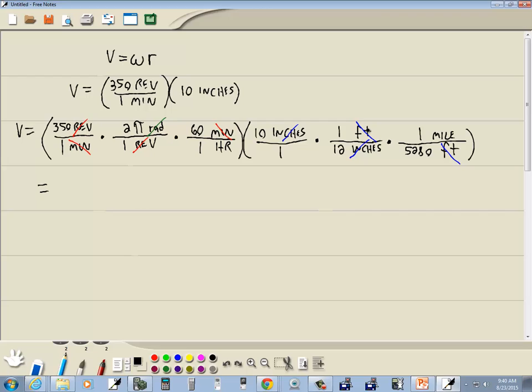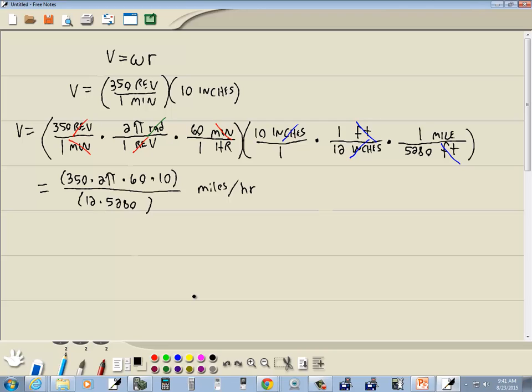Okay, we're going to multiply all the top parts together. So I'm going to have 350 times 2 pi times 60 times 10. Let me double check that. 2 pi, 60, 10, those are ones, those are trivial. 1, 1, 1, 1. So then on the bottom, I'm going to have 12 times 5,280. And this is going to be miles per hour. Miles is up on top, hours down below, so that's how you write it.